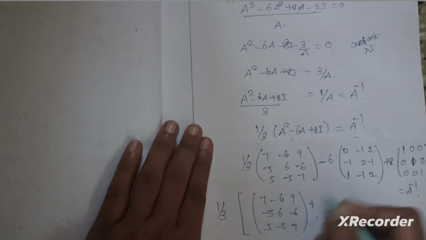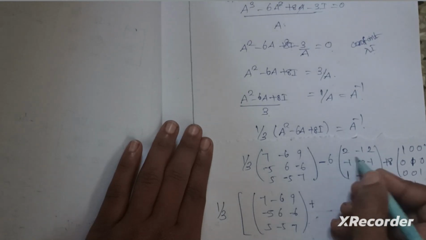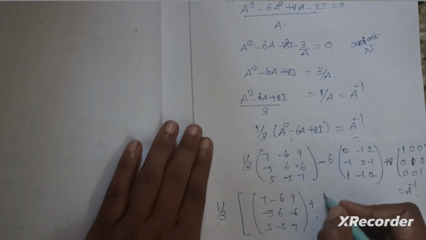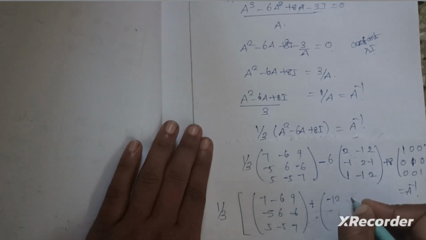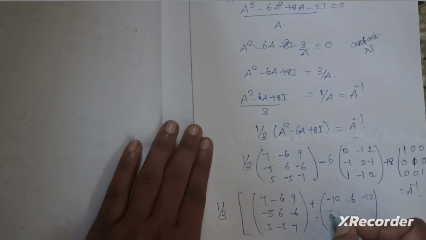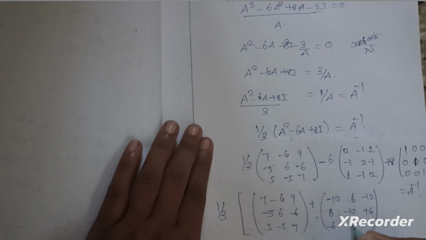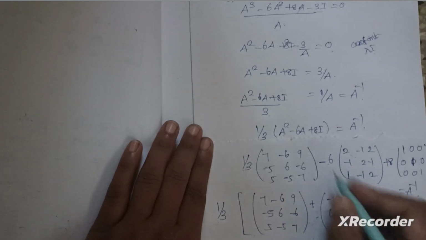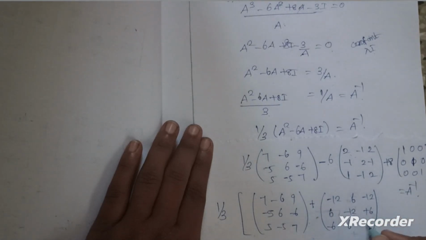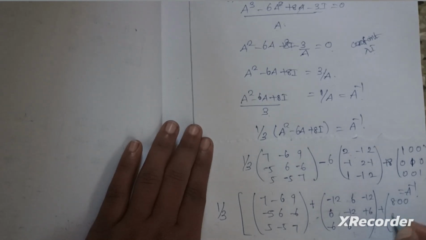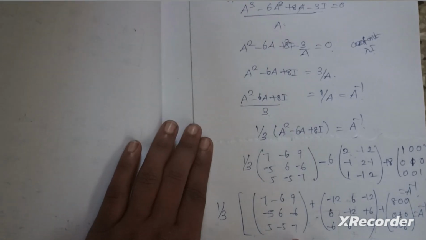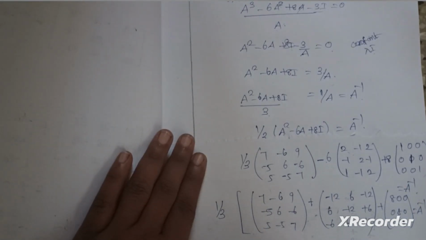Next plus we have to multiply in minus 6 into multiply. So minus 6 into 2 minus 12, plus 6 minus 12 plus 6 minus 12 plus 6 minus 6, 6 into minus 1, minus 6 into minus 1 plus 6. Next minus 12. Next inside 8 multiplication, 8 0 0, 0 8 0, 0 0 8 equal to A inverse. So now we have to add this.